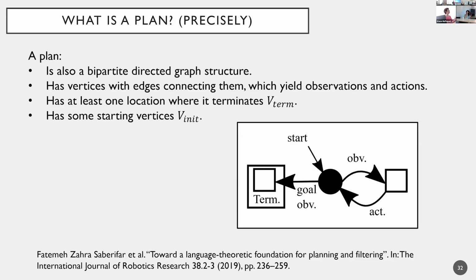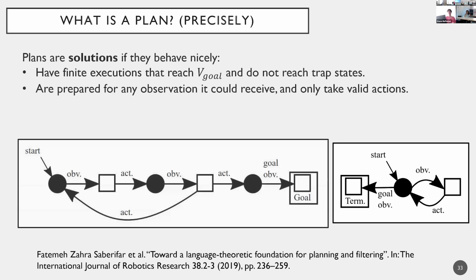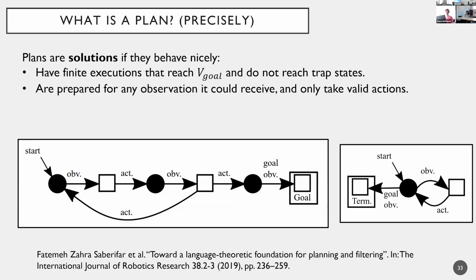The plan is also a bipartite graph structure. It has vertices with edges connecting them, which yield observations and actions. It has a location where it terminates, and it has some starting vertices. So plans solve planning problems if they play nicely together. They have finite executions, and they're always ready for what the world can give them.